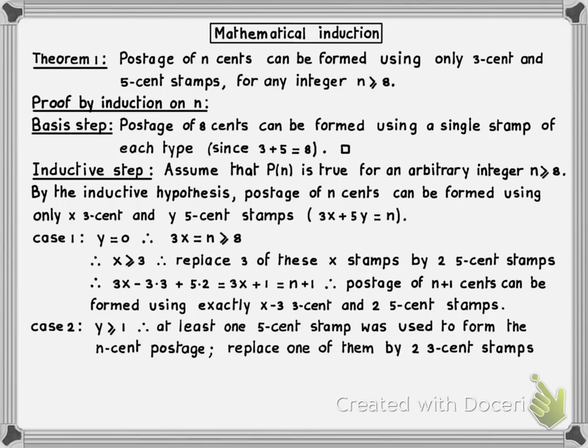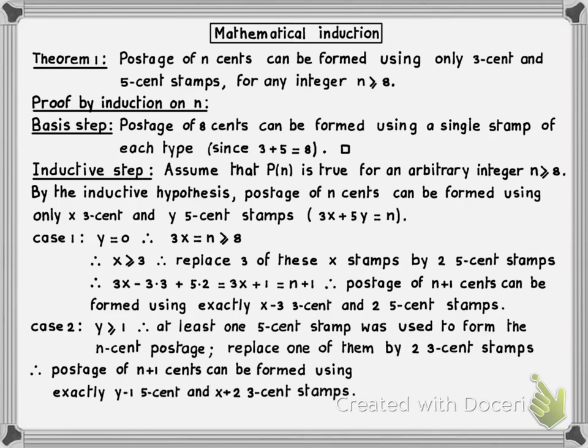So what does that mean? Starting from an amount of n cents, we subtract 5, and then we add 2 times 3 equals 6. We obtain n plus 1 cents. And to do that, we only use 3-cent and 5-cent stamps. So in conclusion, the postage amount of n plus 1 cents can be formed using exactly y minus 1 5-cent stamps and x plus 2 3-cent stamps. So we were able to prove that P(n plus 1) holds for both case 1 and case 2. And this concludes the proof of the inductive step. Now together, the basis step and the inductive step prove theorem 1.